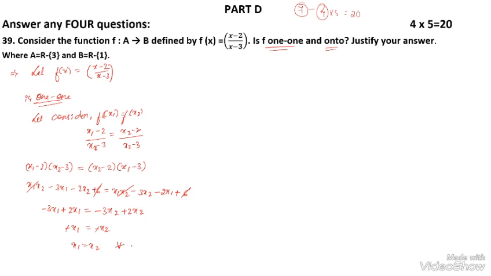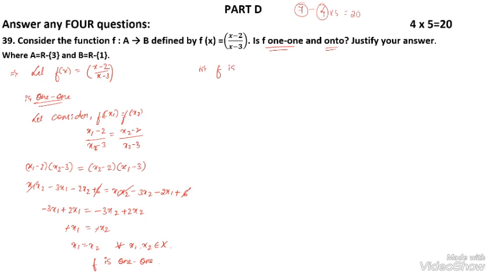That is, for every x1 and x2 belonging to the domain, that is x1 and x2 belong to the real numbers R minus {3}. Hence, by this condition, we say f is one-one. F is one-one. Similarly, I am checking the second condition.